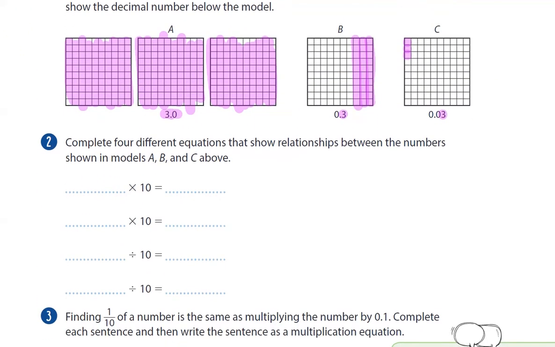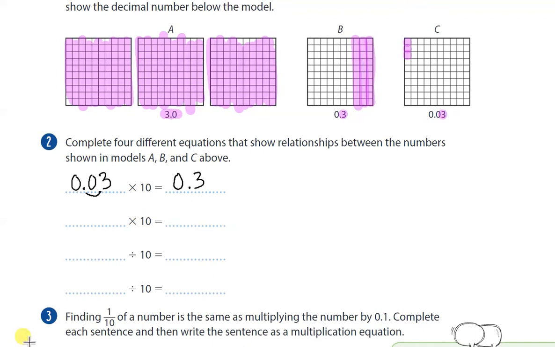Okay. Complete 4 different equations that show the relationship between the numbers shown in the models A, B, and C above. Okay, fill in the blank. I'm going to take my C, the 0.03. If I multiply that by 10, all you have to do when you multiply and divide by 10 is move the decimal. So multiplying by 10, I must move my decimal over a place. So now it's 0.3.